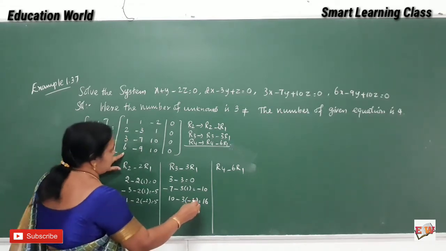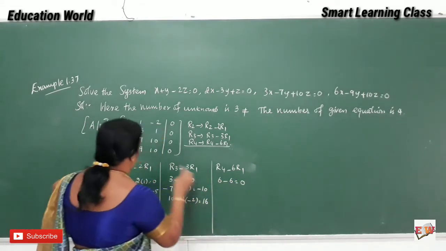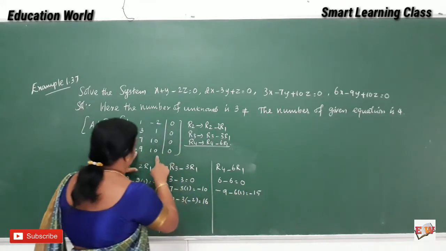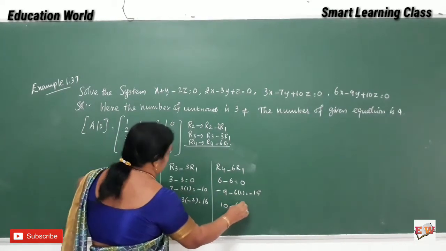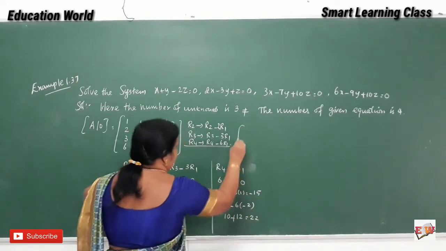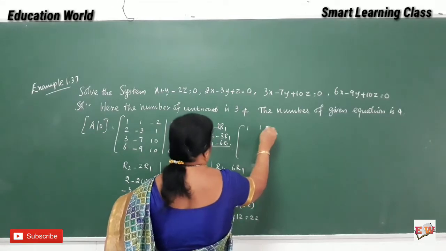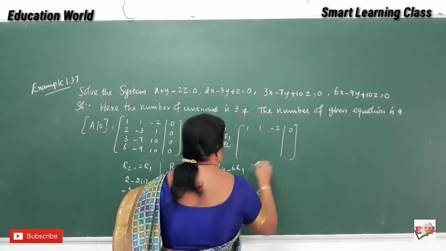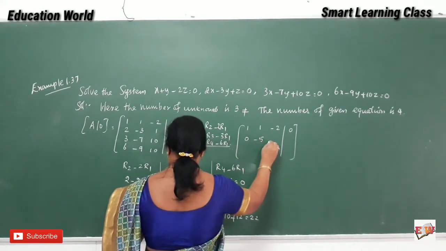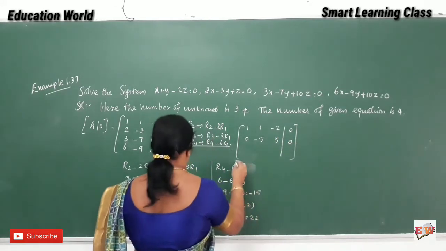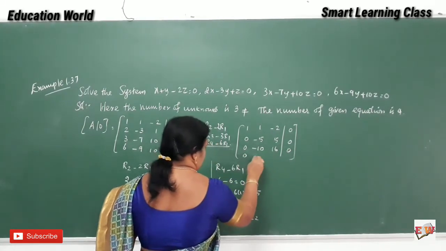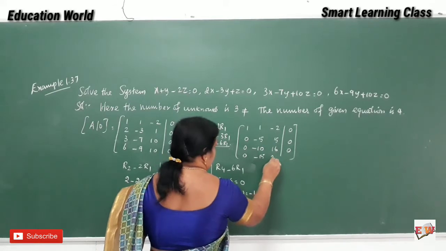R4: 6 minus 6 is equal to 0. Minus 9 minus 6 into 1 is minus 15. 10 minus 6 into minus 2 is 10 plus 12, 22. Just to transform the augmented matrix: 0 -5 5, 0 -10 16, 0 -15 22.